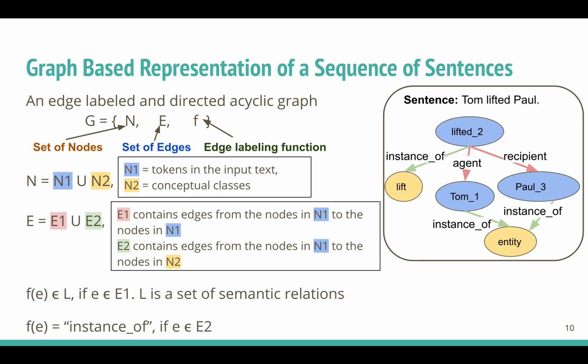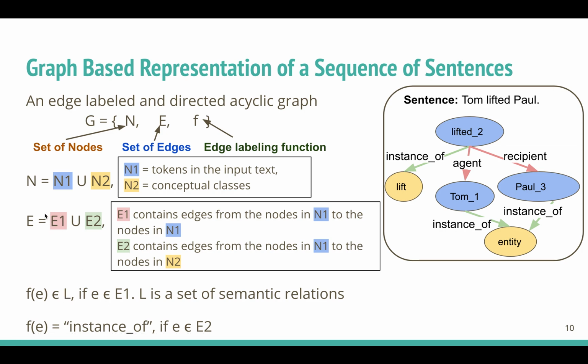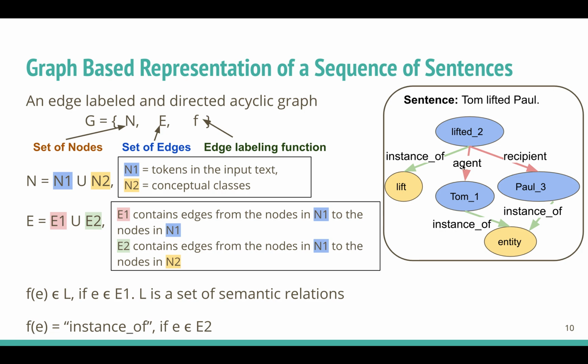Now the edge labeling function f takes an edge and labels it with some semantic relation. If an edge belongs to the set E1, that is, an edge between two token nodes, then this relation edge label comes from a predefined set of semantic relations L. I'll explain later how we get these semantic relations and where we get them from. But for now, as we are defining just the graphical representation, I won't go into details of that because this is very general. Now, the label of the remaining edges, that is the edges in the set E2, are labeled as instance of.